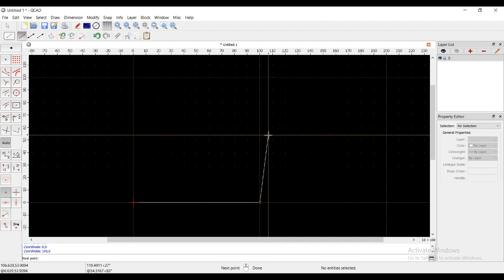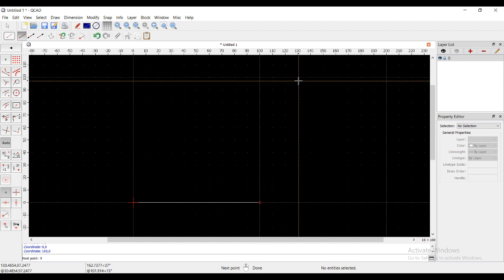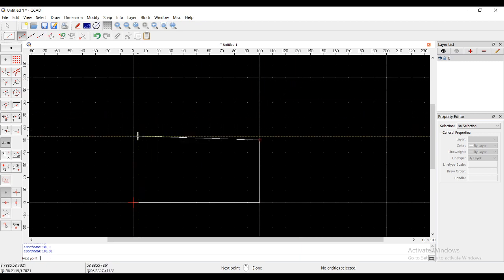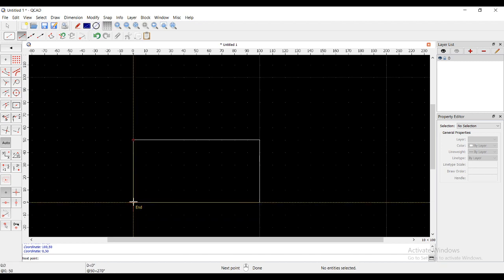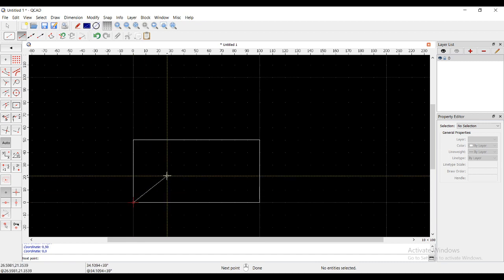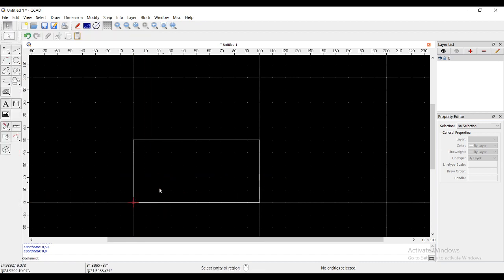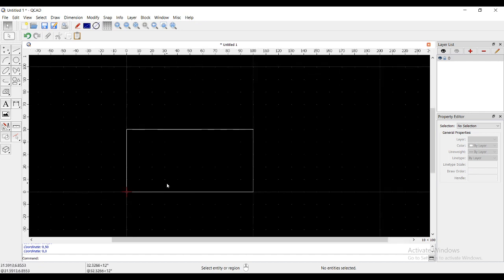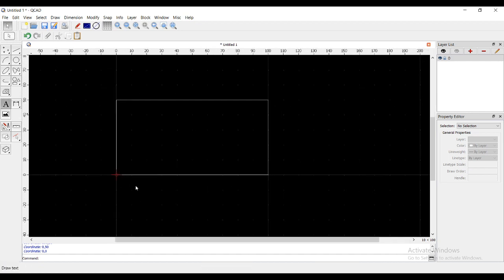For the next coordinate you can go to 100 comma 50, where 100 is the x coordinate and 50 is the y coordinate. Then you will have x coordinate 0 and y coordinate 50, and then again 0 comma 0. Right click, right click, and right click to get out of your command. So this is using the absolute coordinate system.